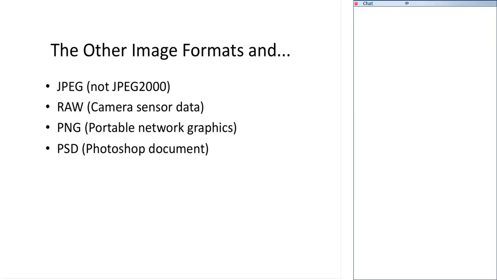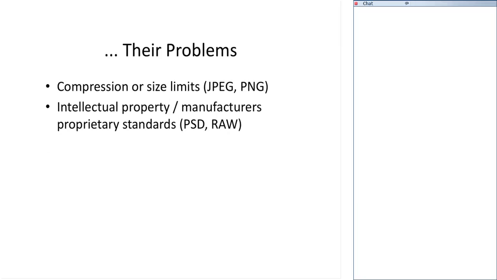Some other formats: the other JPEG format, not JPEG 2000, RAW, which we talked about, and portable network graphics, a file format that's often used to deliver image data on the web. Photoshop documents, PSD files, are also things that we see coming into our archives and occasionally discussed as components in digital library and archive systems. They all have some sort of problem.